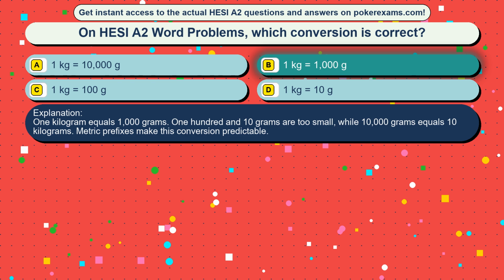1 kg equals 1,000 grams. 100 grams is too small, while 10,000 grams equals 10 kilograms. Metric prefixes make this conversion predictable.